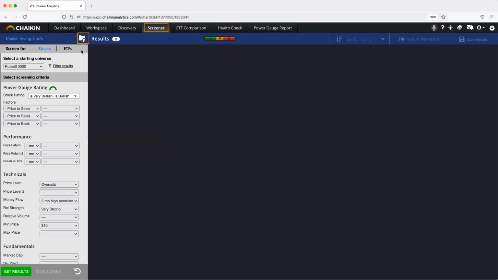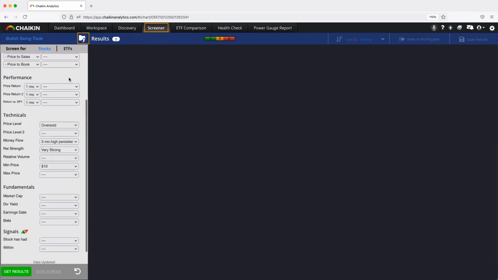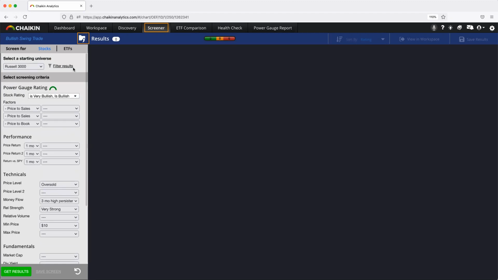Now, when we click bullish swing trade screen, we can see that criteria has filled into the screener. We do not need to pick each and every one of these boxes when choosing screening criteria. As a matter of fact, if you did that, you would surely get 0 results, as that would become far too specific. So let's go through the bull swing trade screen here and discuss why the different items were selected.